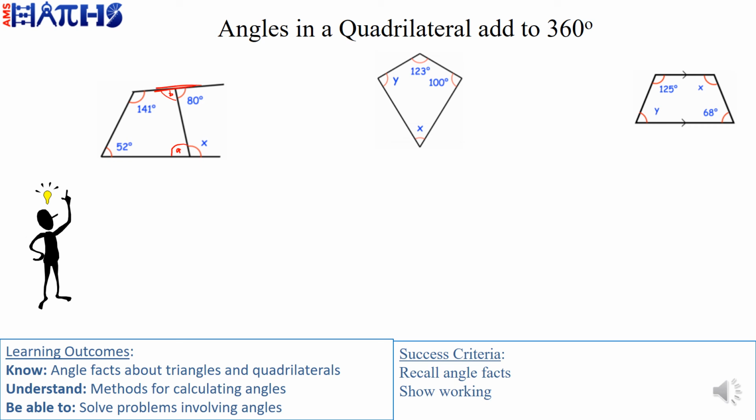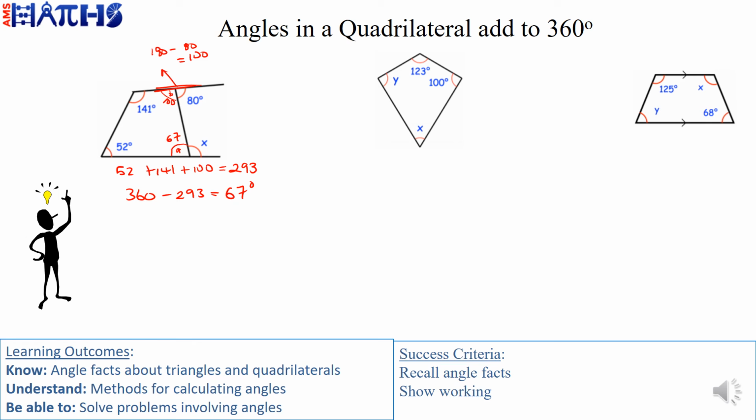Okay, so we're going to start with calculating B first. It's angles on a straight line at that point, so it's 180 minus 80, which gives you 100, so B will work out to be 100. And to find A, we'll have to add 52, 141, and 100, and that gives us 293 degrees. Once you get that, you have to do 360 minus 293 to work out the value of A. And that gives us 67 degrees, so that means A is 67.